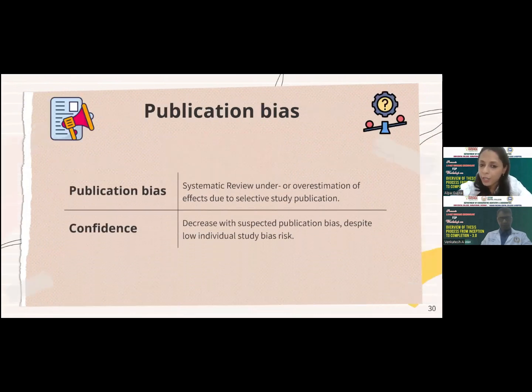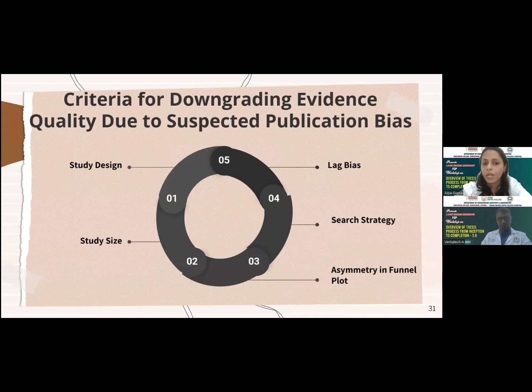Publication bias. Publication bias means bias in publishing your article, and it is governed by various factors. Number one is the study size. Definitely a study having a large sample size has more chances of publication as compared to studies which have a small sample size. Study design: studies having a higher level of evidence, like randomized control trials, clinical trials, systematic reviews, have more chances of publication as compared to quasi-randomized control trials or case reports. Then studies which have low risk of bias, as compared to high risk of bias, have increased chances of publication.